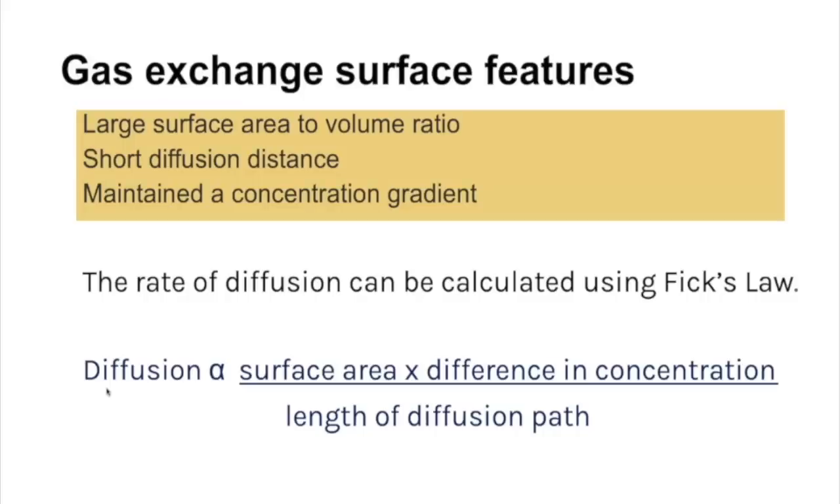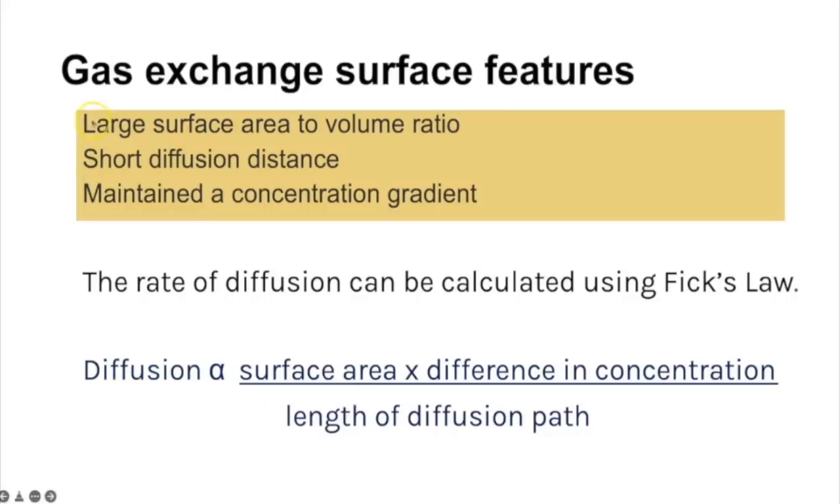Just as a reminder, for all of these gas exchange surfaces, they have to have these three features: a large surface area compared to the volume, a short diffusion distance, and a mechanism to maintain the concentration gradient. Now those features can be used to work out the rate of diffusion using Fick's law. And this is just here. So diffusion is proportional to the surface area times the difference in concentration divided by the length of diffusion pathway. So you could get questions linked to this, testing that math skill.